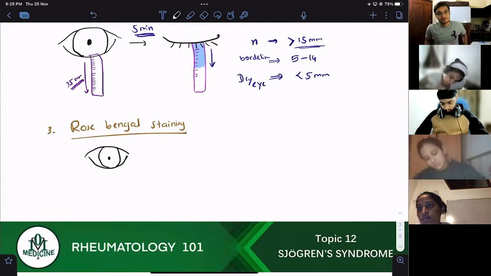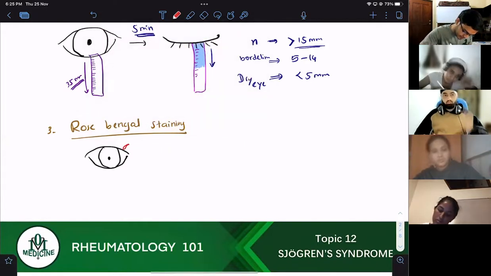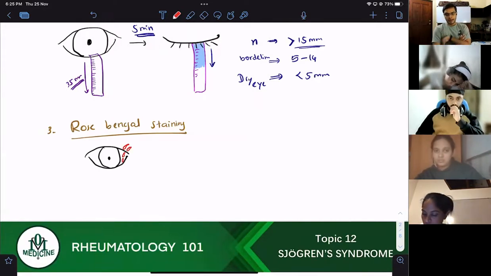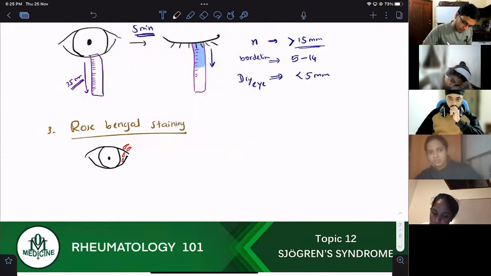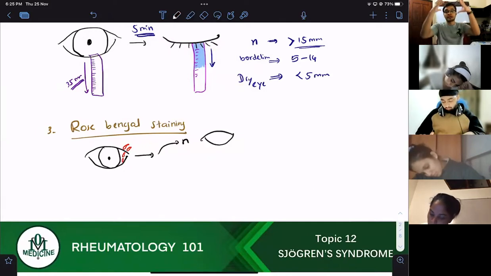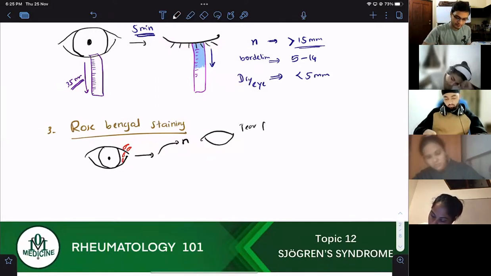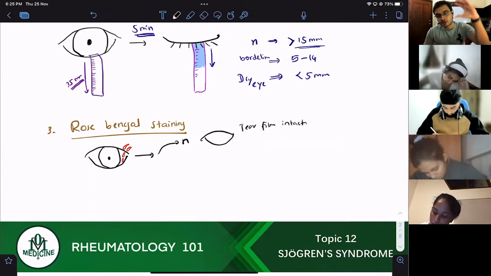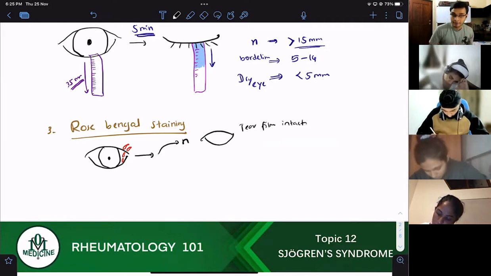Okay, and we add a few drops of this rose Bengal stain, right? It's a red color stain. We add a few drops of this rose Bengal stain, right? In a normal person, guys, what happens in a normal person? You all know the tear film is intact, right? Tear film intact. So therefore, will this rose Bengal stain come into direct contact with the epithelial cells of your eye, with the epithelial cells of your conjunctiva? Will it come into direct contact?